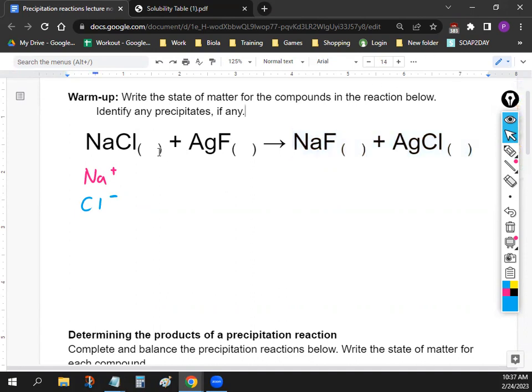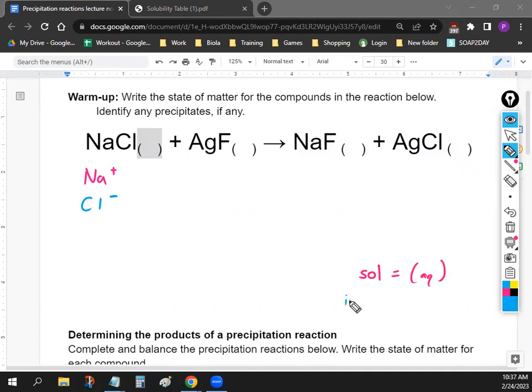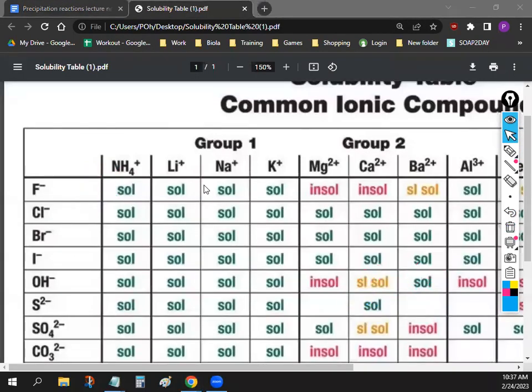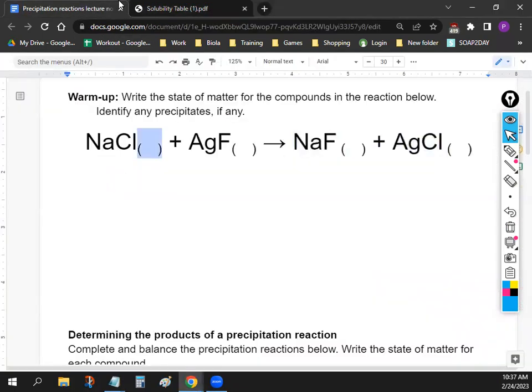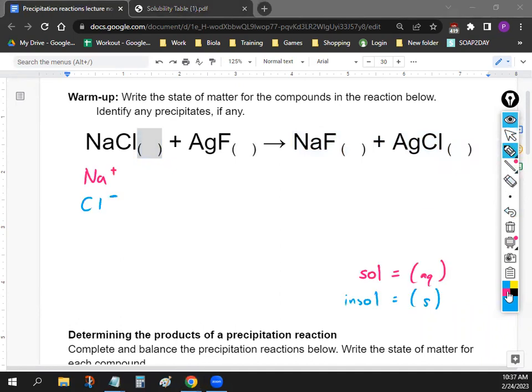Okay, so now we want to fill in the parentheses. If you guys remember, for the parentheses, if something dissolves in water, if it's soluble, we write AQ in the parentheses. If something is insoluble, it does not dissolve in water, we write S because a solid forms. So if we look at our chart and at NaCl where they connect, does this dissolve in water? Yes, it dissolves in water. So in the parentheses, we're just going to write AQ, okay?